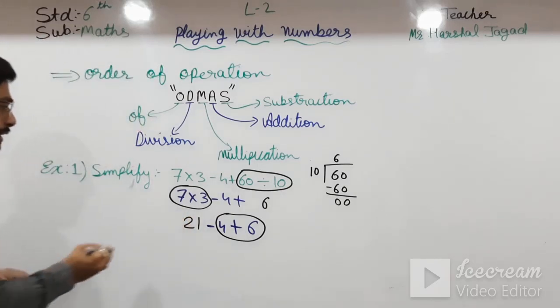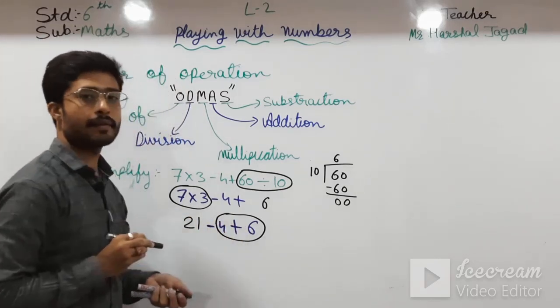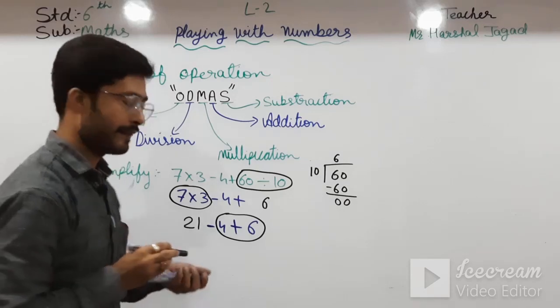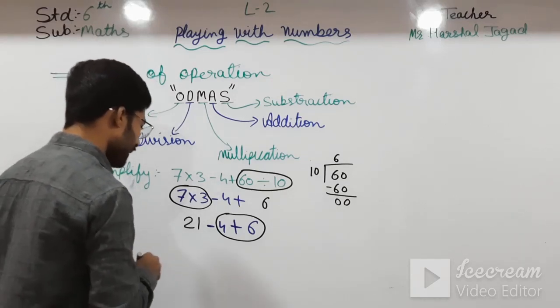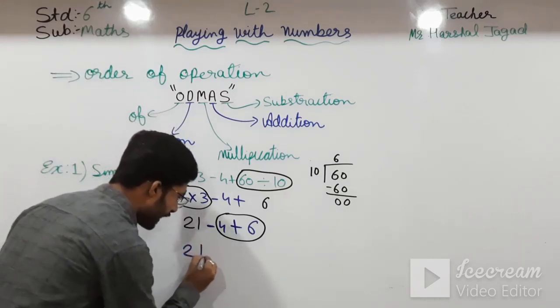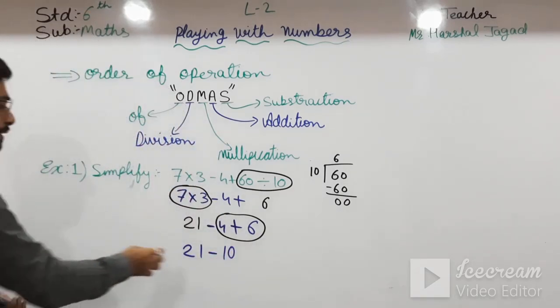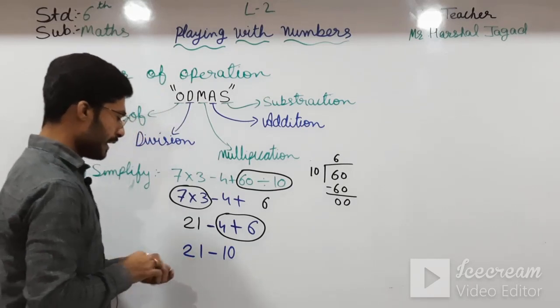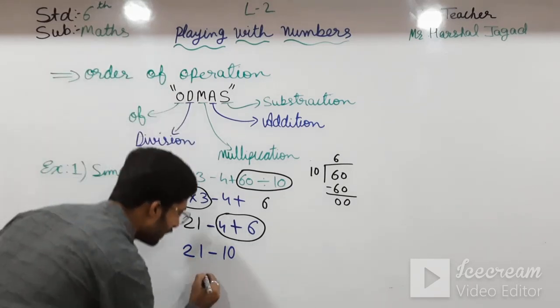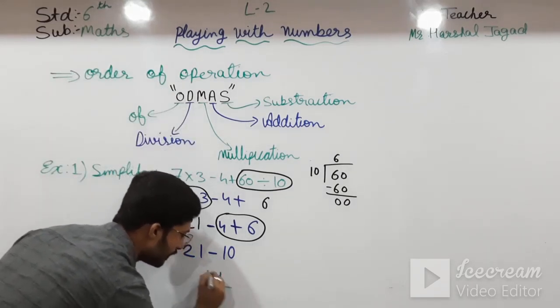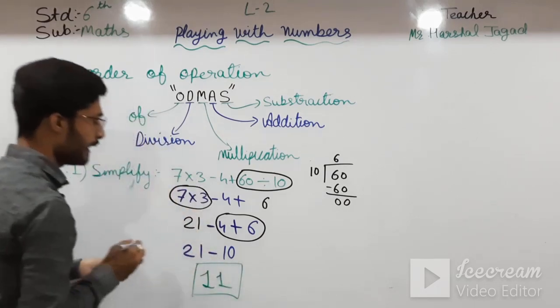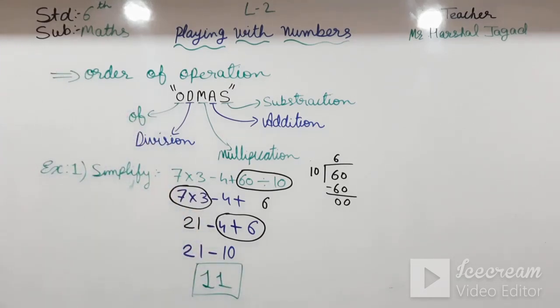So in addition, 6 plus 4, that is 10. So 21 minus 10. Okay students, 21 minus 10. So what will be the answer? 21 minus 10, that is 11. So this is your main answer. Okay students, please note down this.